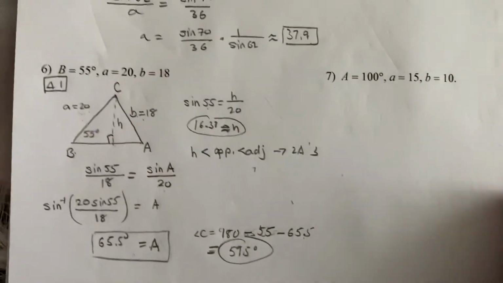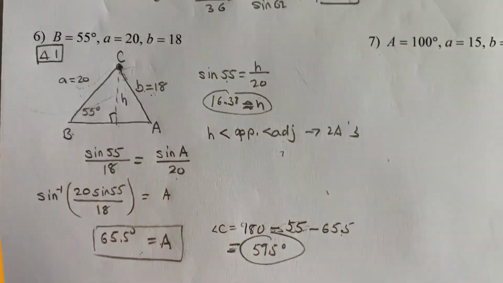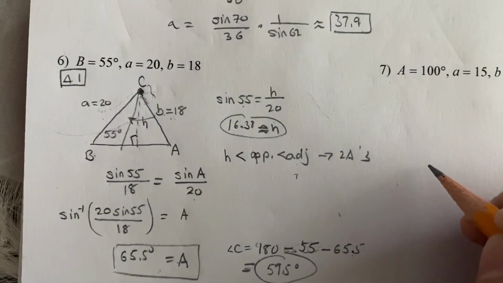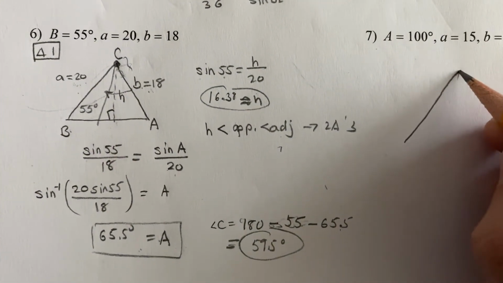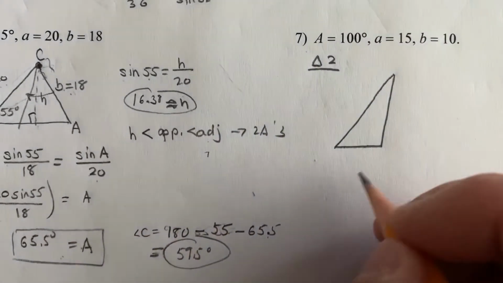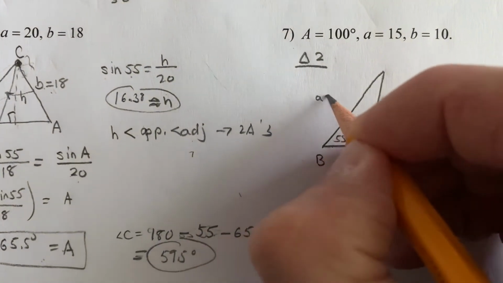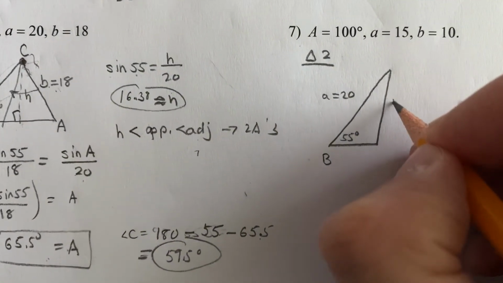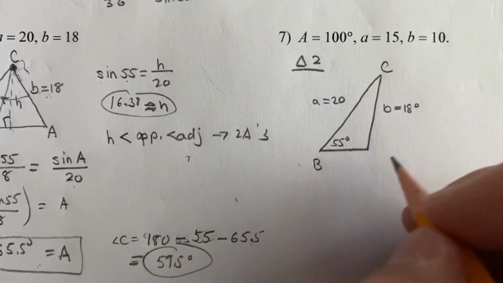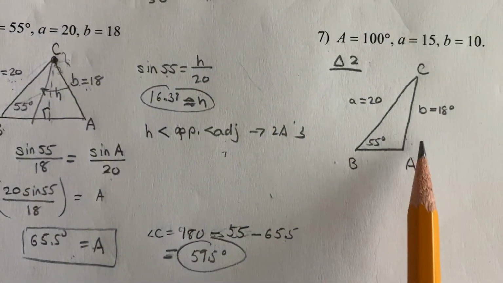And how does triangle number 2 look? Well, remember, if this guy right here is a hinge, think of this part right here just kind of swinging over to this side. It would look something like this. So if I were to draw this picture right here, my triangle number 2 would look like this. a is still 20. b is still 18. This will still be my angle C, and this will be my angle A. Okay, so that's what triangle number 2 would look like.